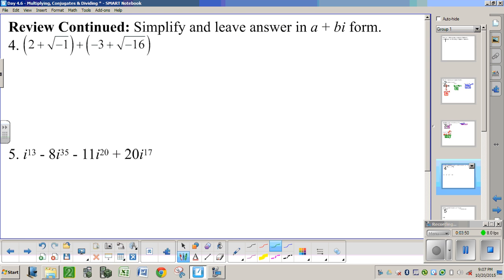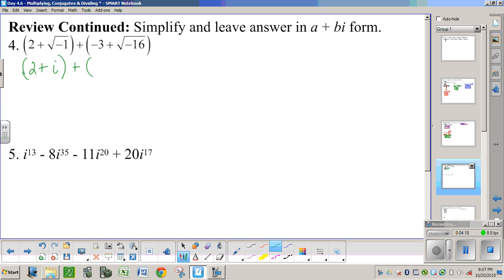All right, a little bit more review here. Okay, numbers 4 and 5. Now remember, we're talking about the imaginary unit. When you're simplifying negative square roots, you want to simplify those first before you go ahead and add or subtract anything. So looking at this, remember from 4.4, we talked about the fact that the square root of negative 1 now has a value, and it is i. So this becomes the binomial 2 plus i.